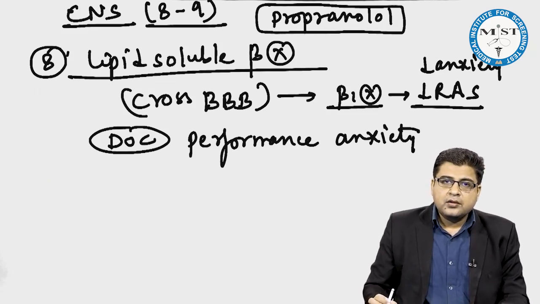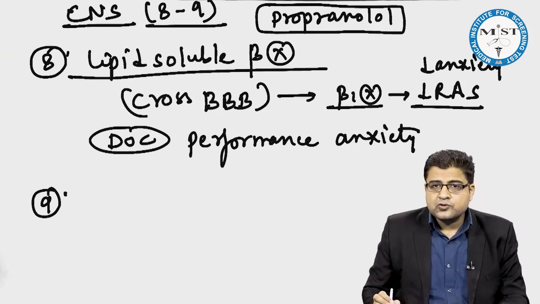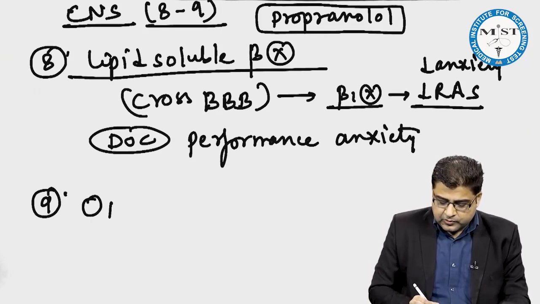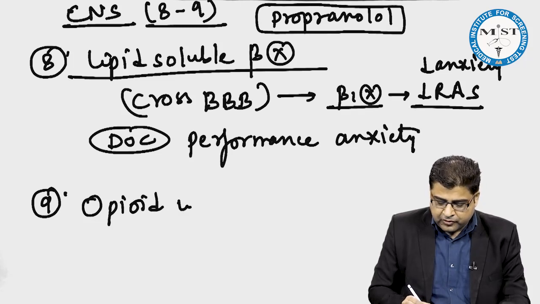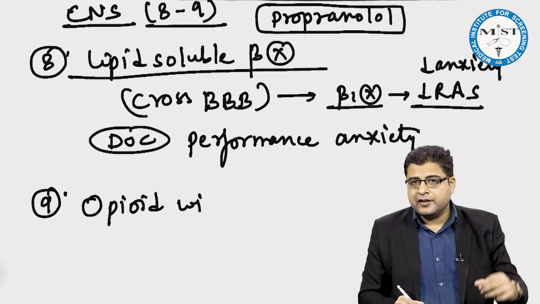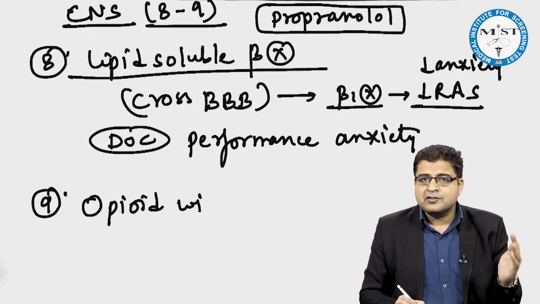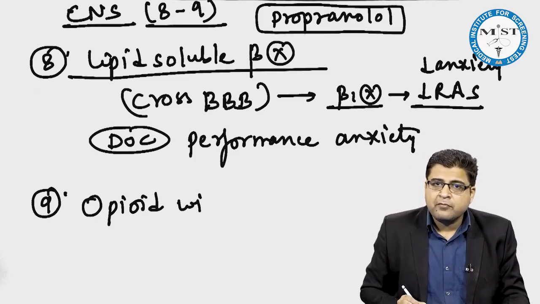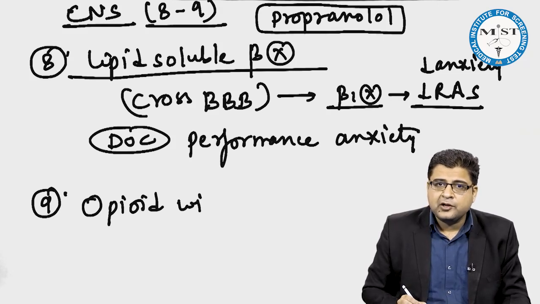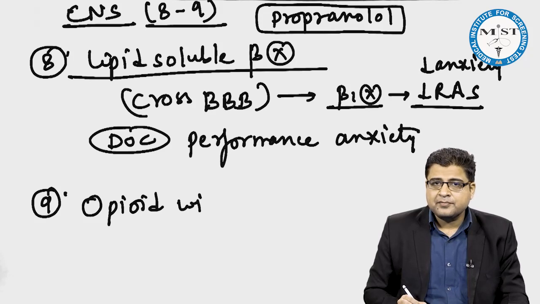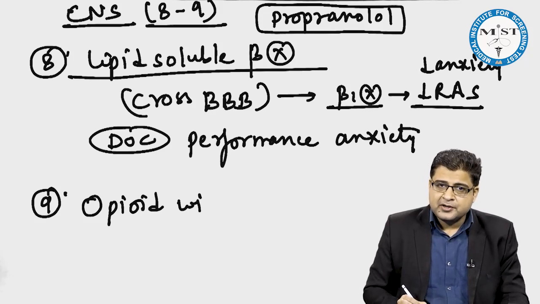Number 2, this medicine propranolol can also be given to treat opioid withdrawal syndrome. So any patient who suffers from opioid withdrawal syndrome, withdrawal center is firing excessively, right? And during this excessive firing, noradrenaline is released. And this noradrenaline via this beta 1 receptor can lead to various symptoms of withdrawal syndrome. So by blocking this beta 1 receptor, lipid soluble beta blockers will take care of opioid withdrawal.